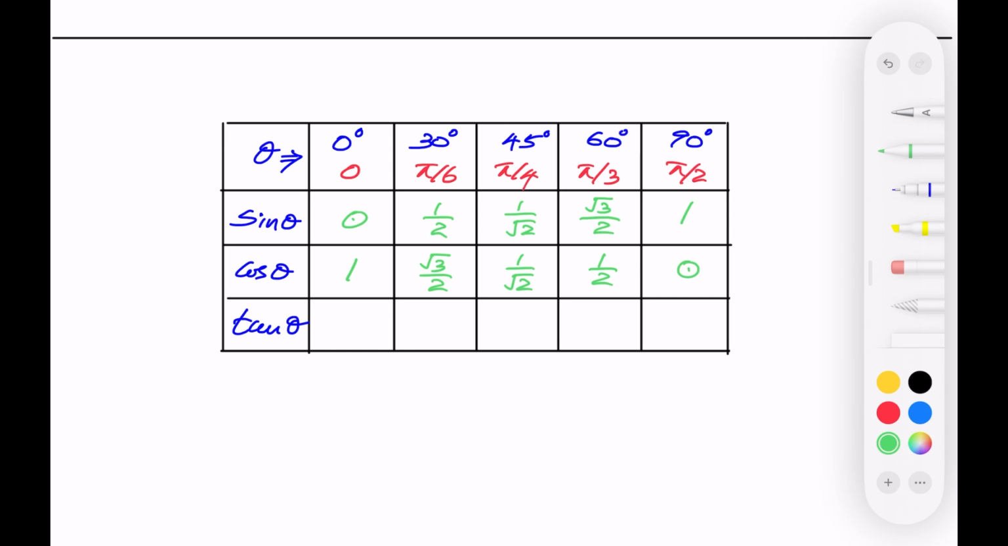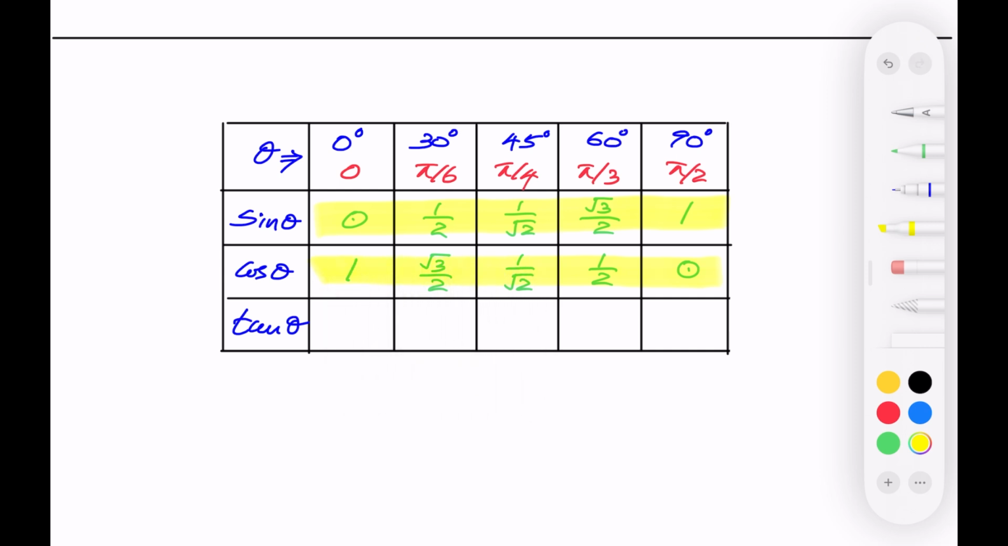Now I will also tell you a short trick to remember this table. If you can remember just one line of this table, let's say you remember sine theta values for these specific angles, then the other two rows can be easily deduced. Cosine theta is the same as sine theta backwards. You can see that sine theta from left to right is equal to cosine theta from right to left.